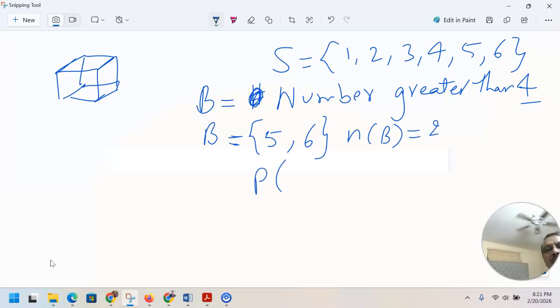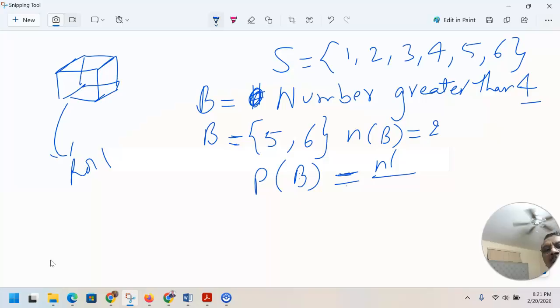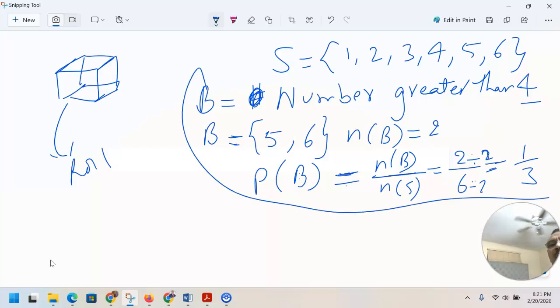If I want to know the chances that when you roll a die you end up getting a number bigger than 4, we use the number of outcomes for B and the sample space, and that is 2 out of 6. If you divide both up and down by 2, you get 1/3. This is the understanding of probability.